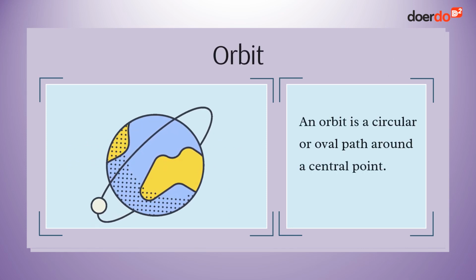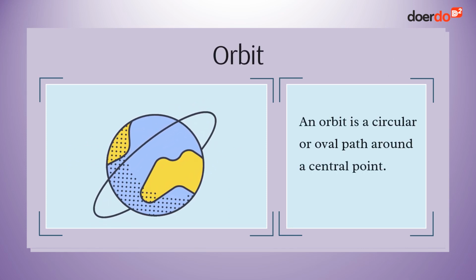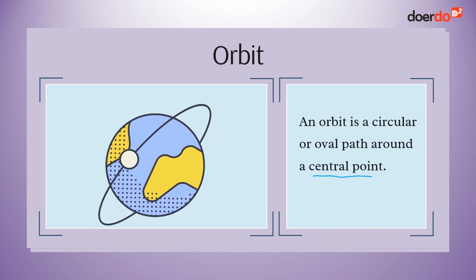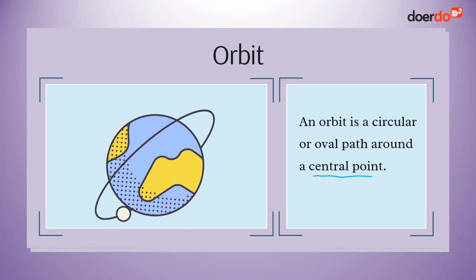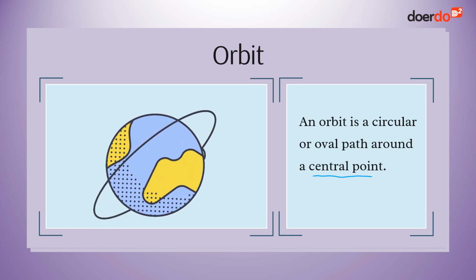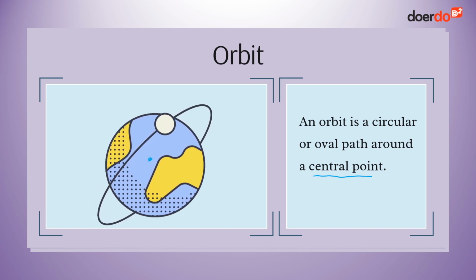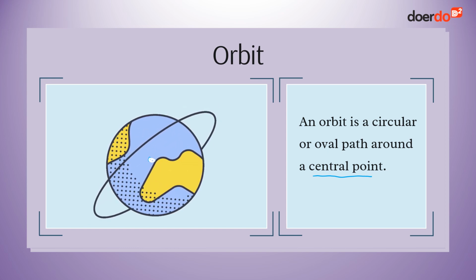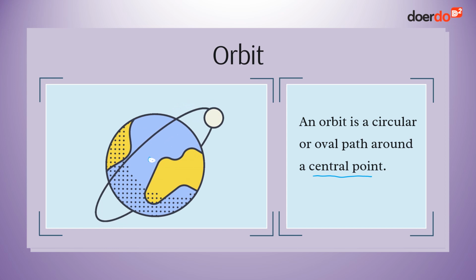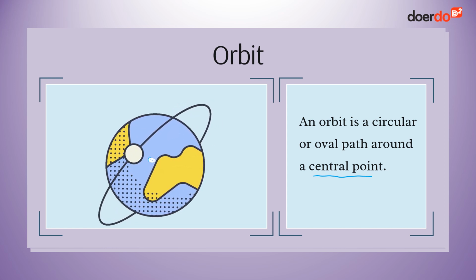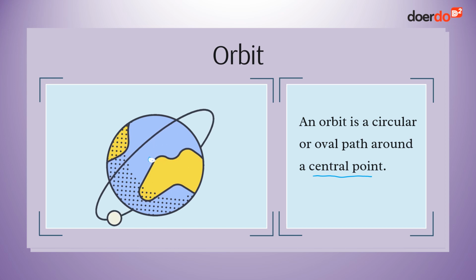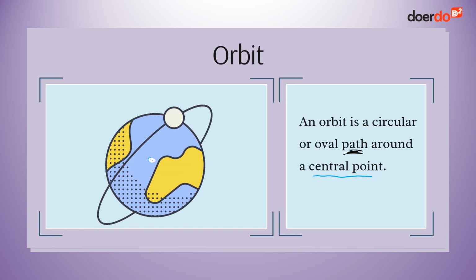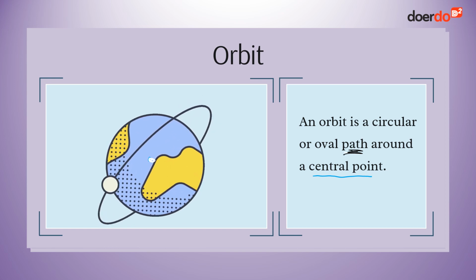Okay, so some examples will be an orbit. An orbit is a circular or oval path around a central point. For example, our satellites will orbit in a circular motion around Earth. So we have the center of Earth over here, and this satellite moves in a circular or oval path around the center point of Earth. This is called an orbit, okay. The circular or oval path where the object moves in a circular motion around the center point is called your orbit.